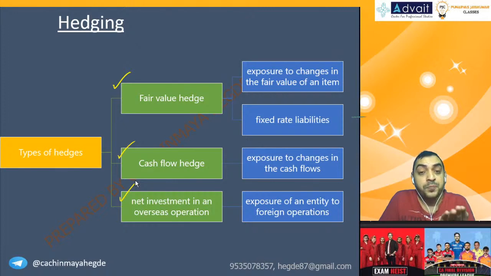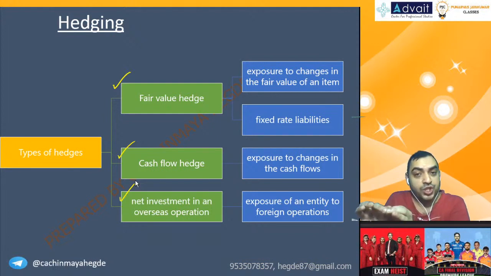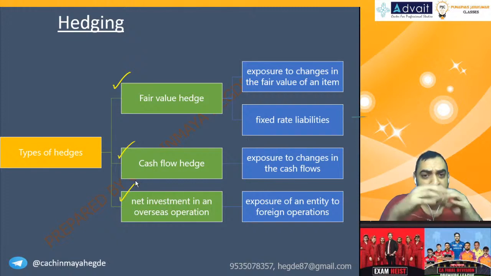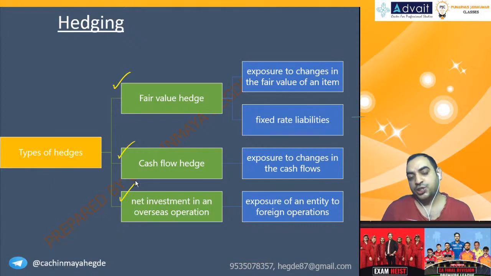Your portfolio is the hedging item which is protected, and the index future is the hedging instrument. Since you're protecting the portfolio value, it is called a fair value hedge. Coming to cash flow hedge.